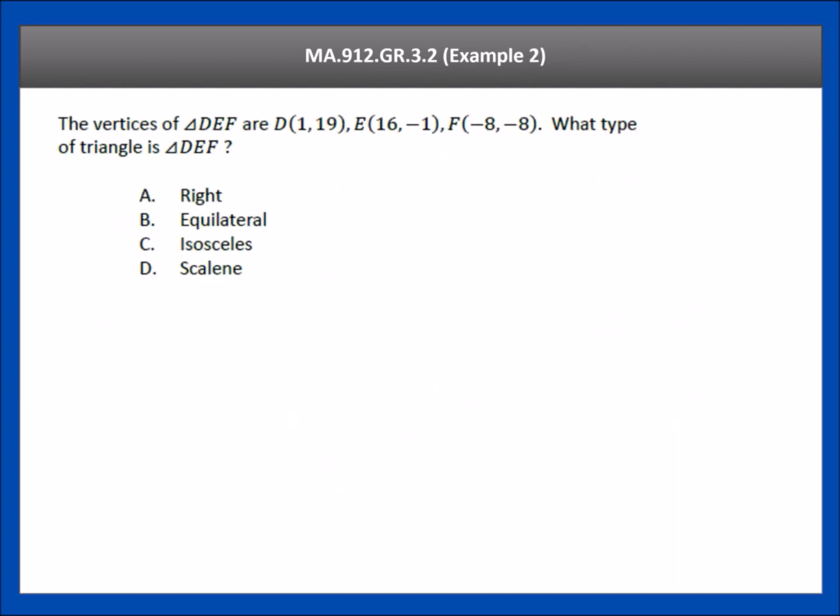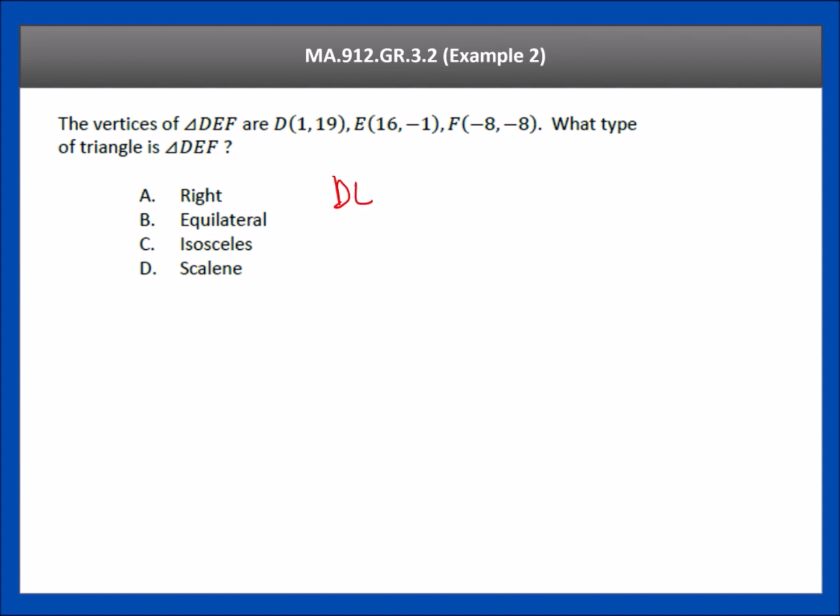All right, so let's look at the next example. The vertices of triangle DEF are given. What type of triangle is triangle DEF? You can graph it and figure out the distances, but what we're going to do is just calculate the distances, and then calculate the slopes to see if it's a right triangle or not. So let's go ahead and look at the distances.